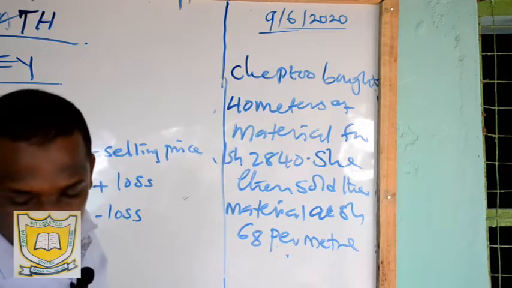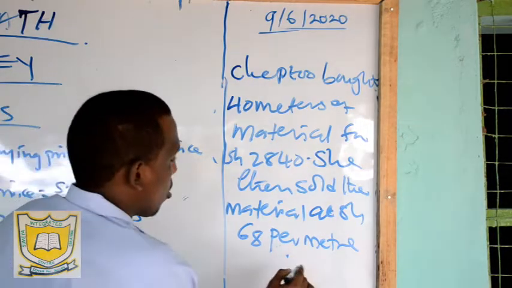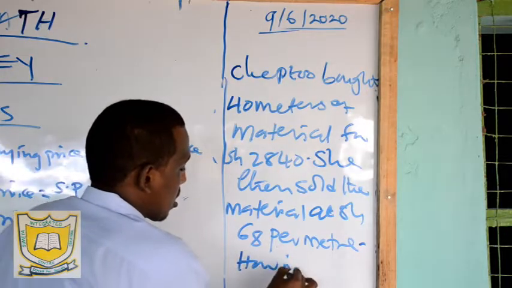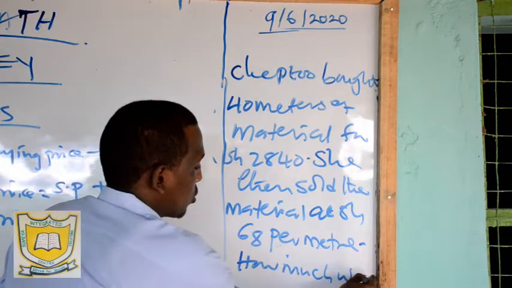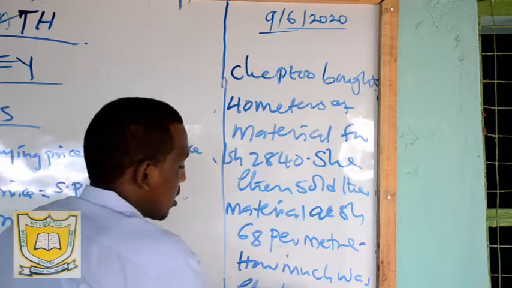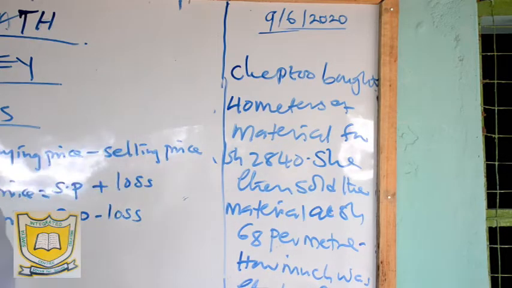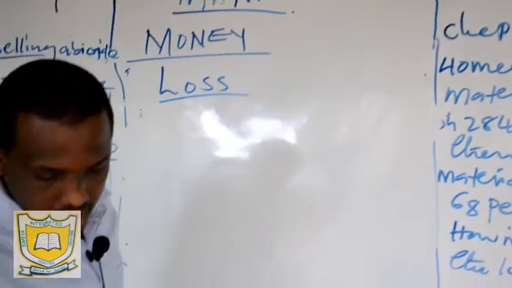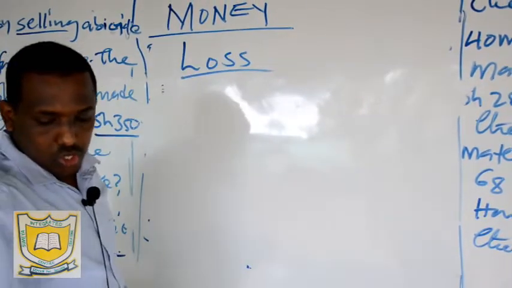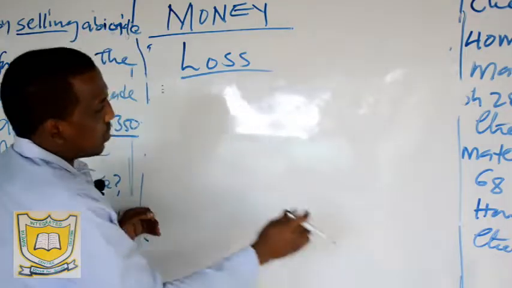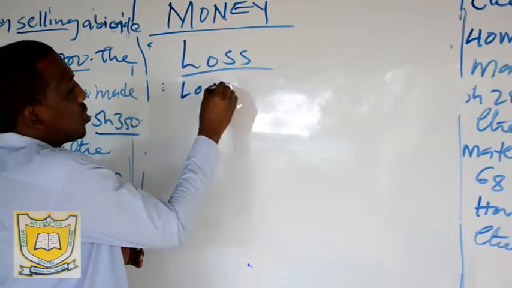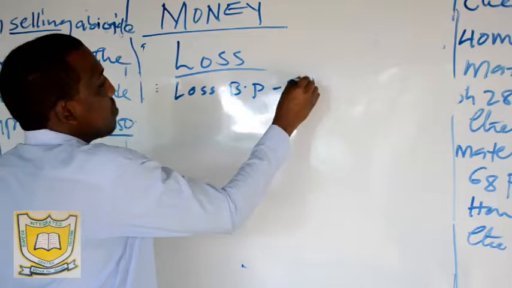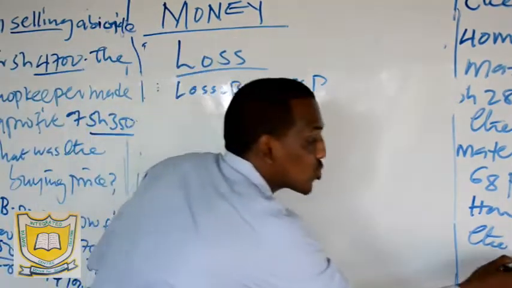Then they ask, how much was the loss? So to get the loss, we said loss is equal to buying price minus selling price. That's how we get it, because it's asking how much was the loss.